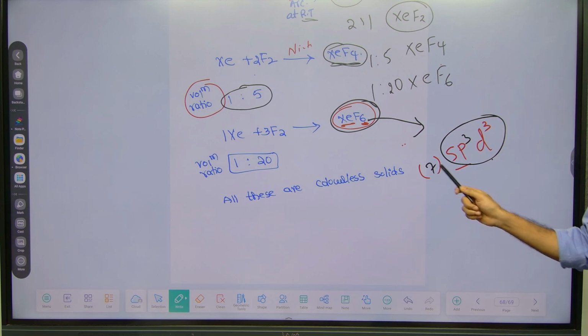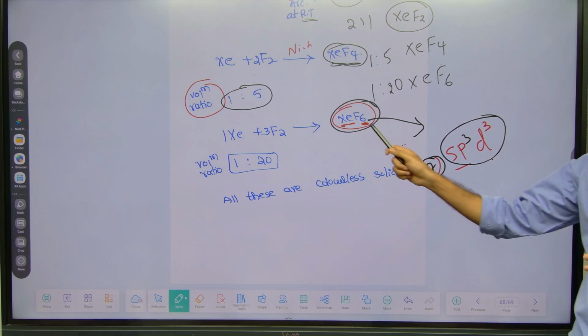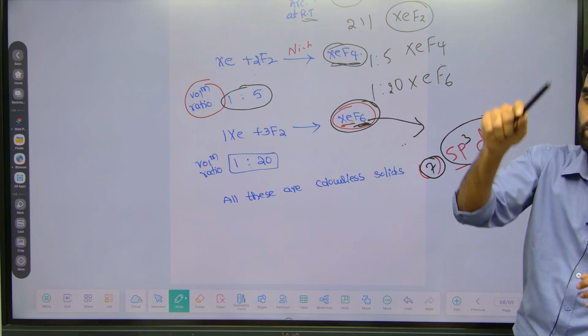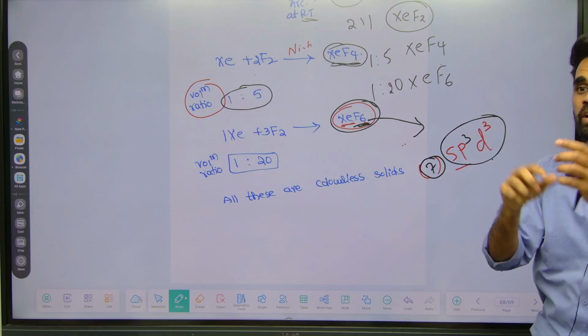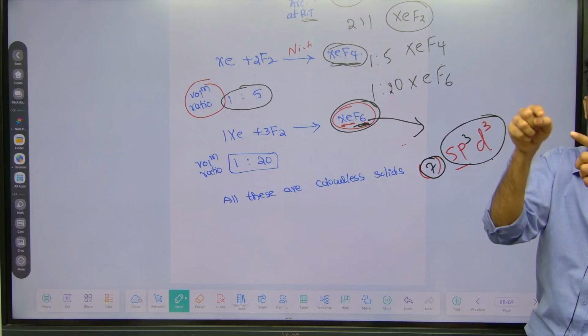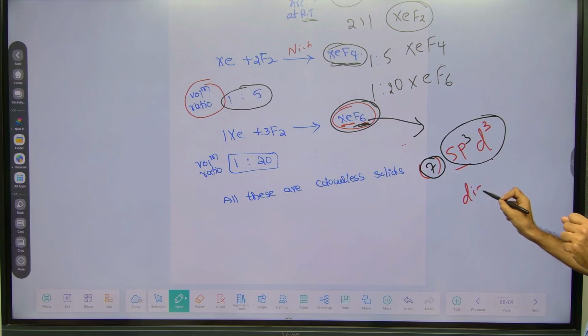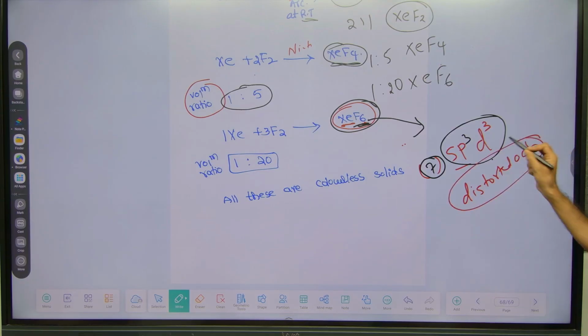But to occupy all 7 positions, how many groups should be there? 7. But how many do we have? It means another position is occupied by a lone pair. So in pentagonal bipyramidal, if you have one lone pair, you should call it distorted octahedral. Remember this, it's an important question.